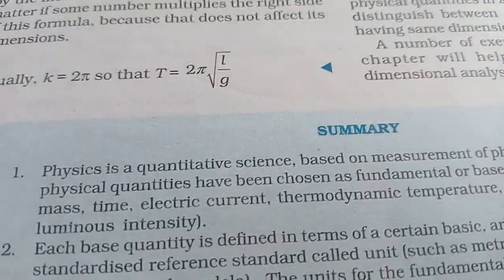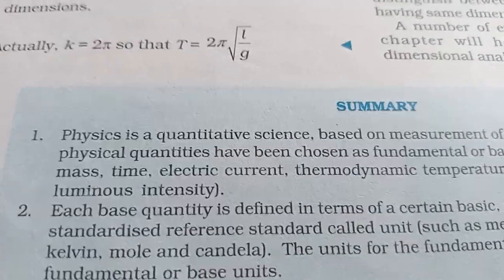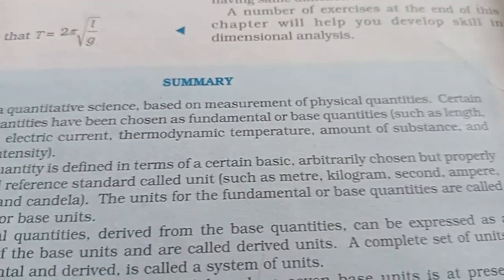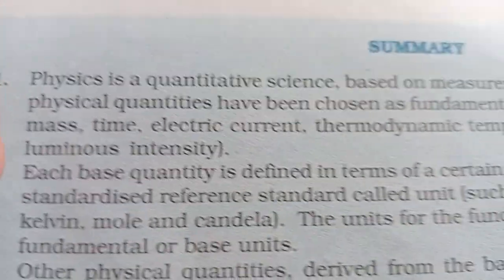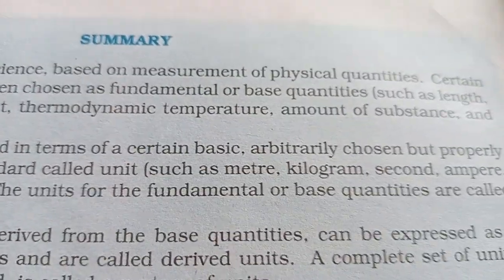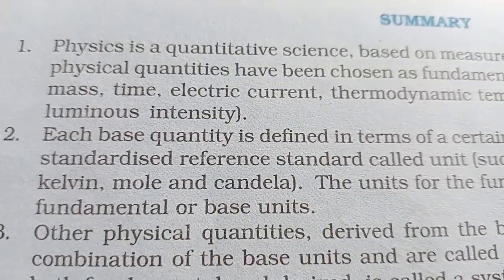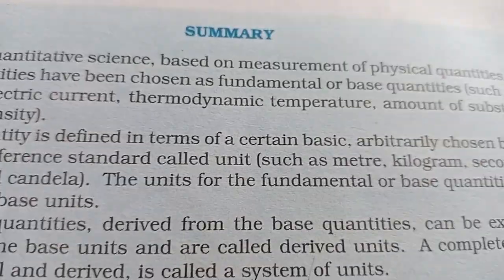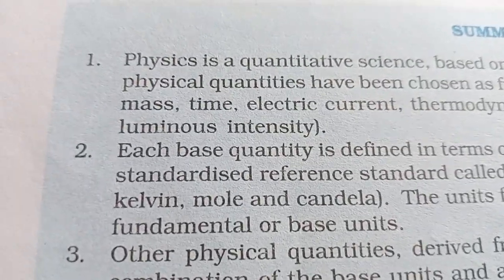Now I'll read the summary for you. Summary: Physics is a quantitative science based on measurement of physical quantities. Certain physical quantities have been chosen as fundamental or base quantities such as length, mass, time, electric current, thermodynamic temperature, amount of substance and luminous intensity.